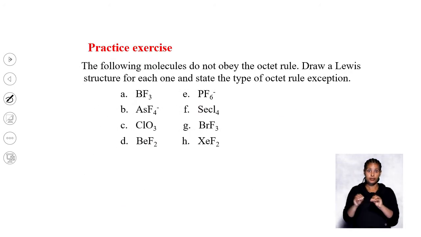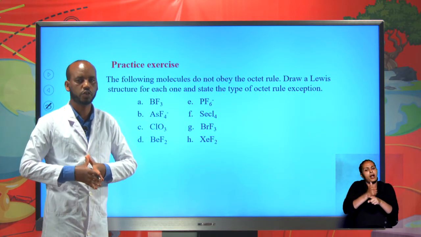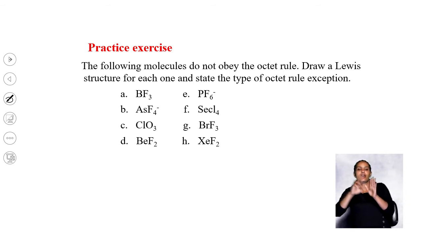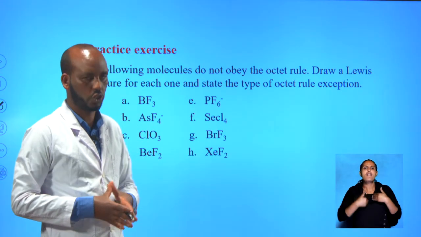Students, let us try this exercise so that you can practice what you have just learned. The following molecules do not obey the octet rule. Draw a Lewis structure for each one and state the type of octet rule exception. You have 3 minutes.